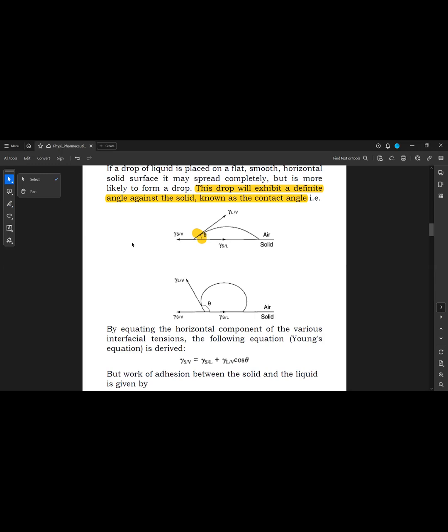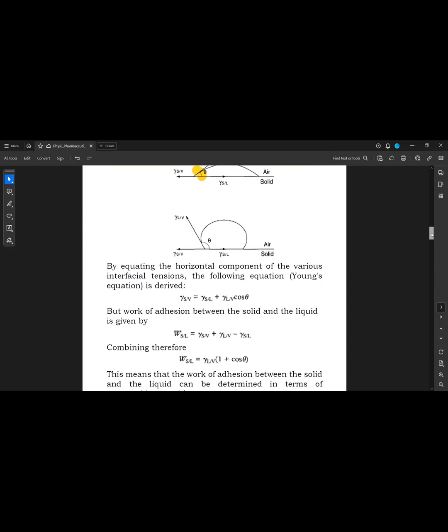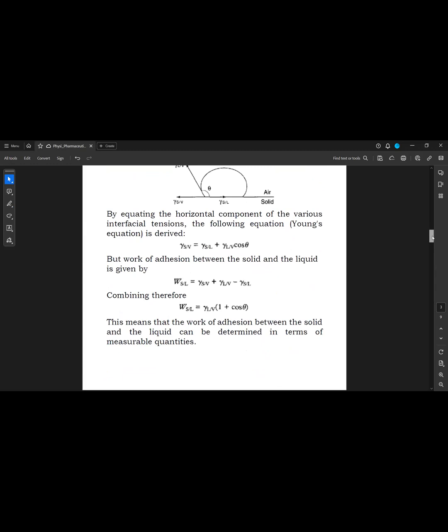By equating the horizontal component of various interfacial tensions, the following equation is derived. The equations are rather long, and I'll just read them as is because I don't know how else to explain the equations more simply. This γ, as we know, stands for surface tension. γ_SV equals the surface tension γ_SL plus the surface tension γ_LV cos θ, and the θ is the contact angle. The S is the solid, the L is the liquid. I'm not sure what the V is.